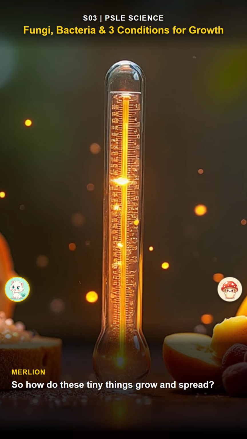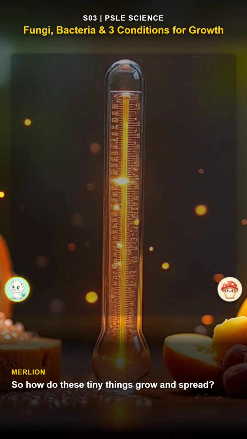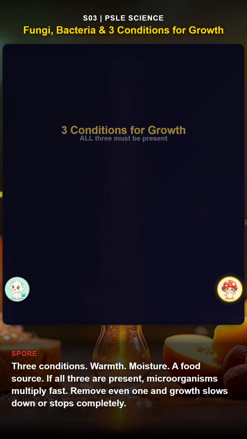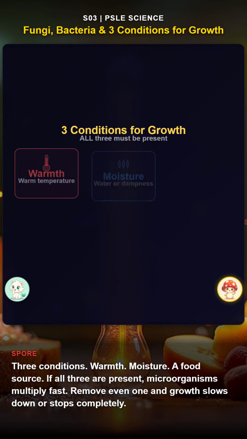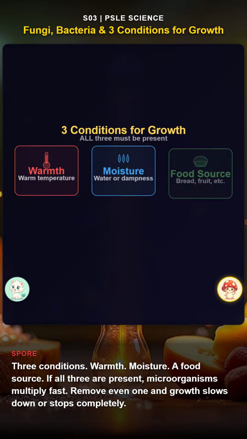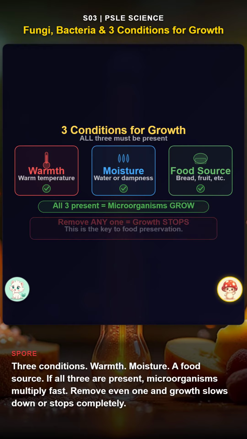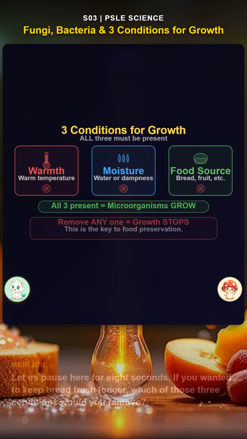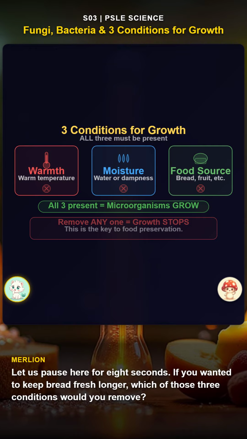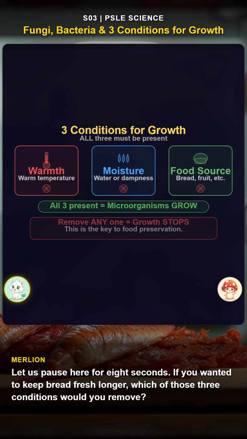So how do these tiny things grow and spread? 3 conditions: warmth, moisture, a food source. If all 3 are present, microorganisms multiply fast. Remove even one, and growth slows down or stops completely. Let us pause here for 8 seconds. If you wanted to keep bread fresh longer, which of those 3 conditions would you remove?